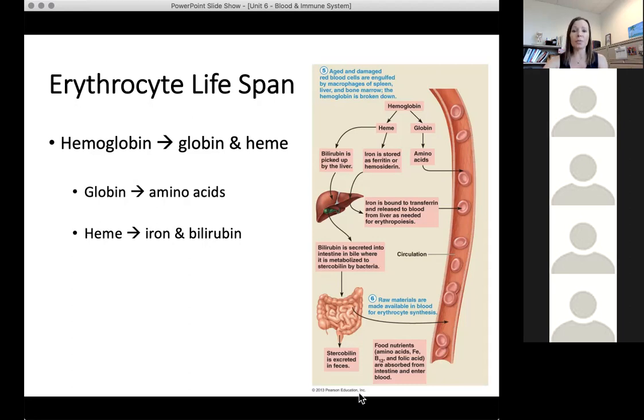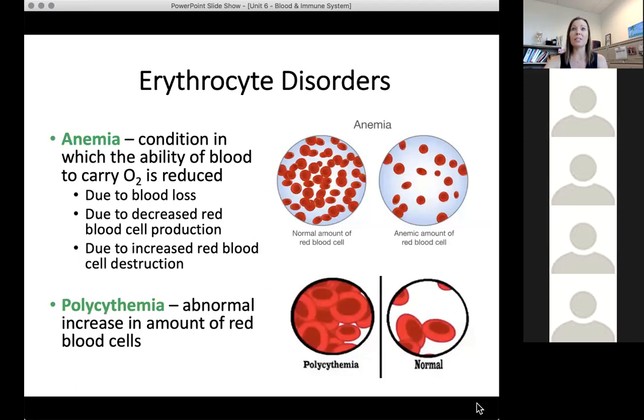All right, so last thing here with the erythrocytes is erythrocyte disorders. One of the main ones is anemia, which is a condition where the ability of blood to carry oxygen is for some reason reduced. And there's various causes of this. It could be just due to blood loss. So you're losing erythrocytes. You don't have enough red blood cells, or there are too many red blood cells that are being destroyed. So anemia due to blood loss is called hemorrhagic anemia. That is the excessive loss of red blood cells due to bleeding.